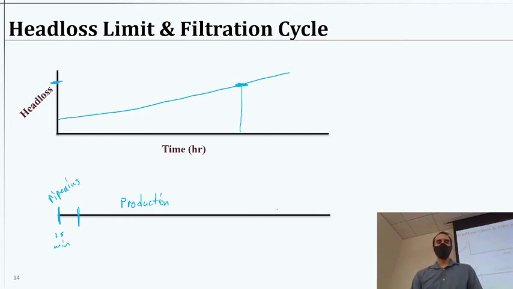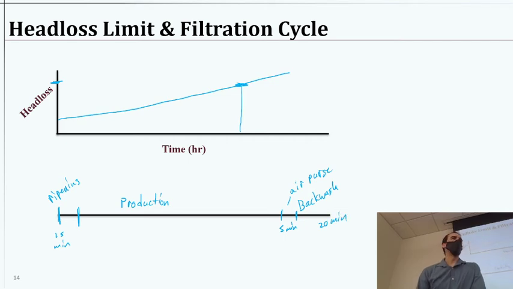And then eventually we have to terminate the production and backwash. And a lot of times we'll also have an air purge here. Maybe we would do that just before the backwash. Sometimes you might just call it part of it. So let's say the air purge might be 5 minutes, and then the backwash maybe 20 minutes. These are sort of arbitrary, but I'm just giving you a feel for what a typical operation might be, right? So the production might be something like 72 hours.